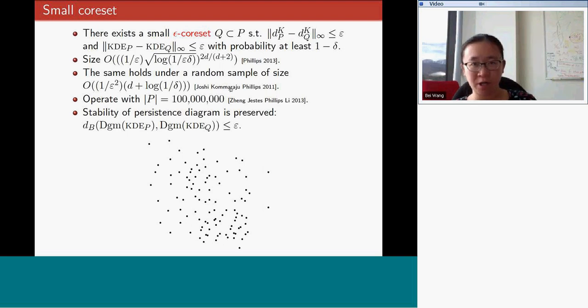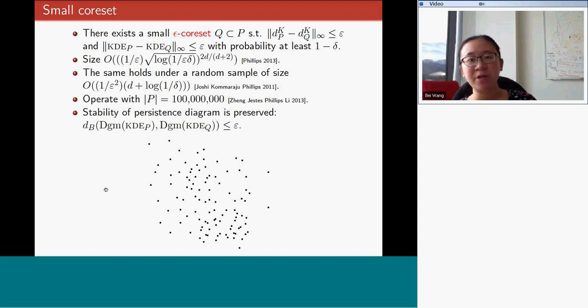One of the simplest constructions of a core set is to construct a random sample of the set P. If you do a random sample, then the epsilon core set size is this bound. I have experimental evidence of how to construct this core set from 10 million points down to 100 points. A property that came out nicely is that if I compute the persistence diagram of the kernel density estimate of the original set and of the core set, then the bottleneck distance is also upper bounded by the quality of my core set.